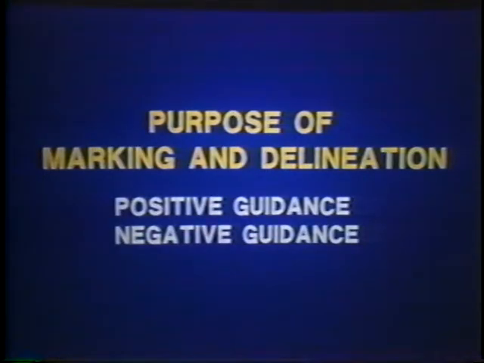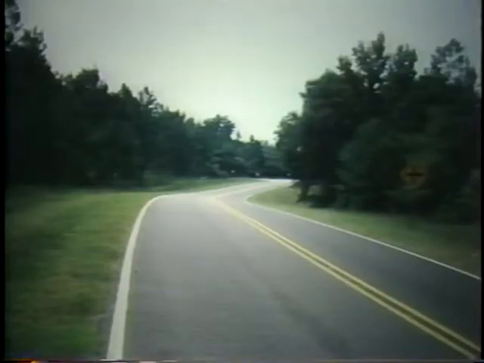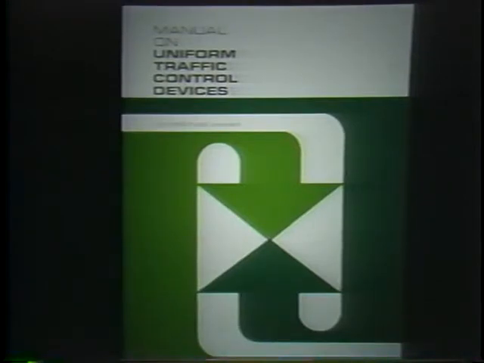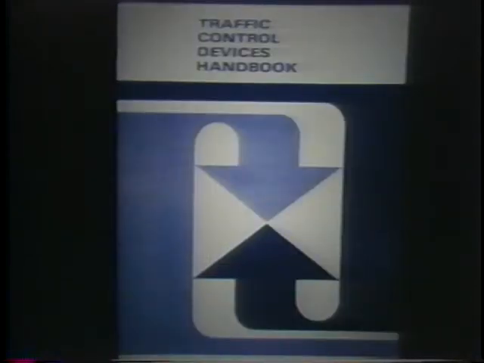Marking and delineation guide motorists either positively or negatively. Positive guidance shows where the driver should be on the roadway. An example of positive guidance are lane markings. Negative guidance, on the other hand, tells drivers where they shouldn't be. For example, hazard markers. The Manual on Uniform Traffic Control Devices contains detailed guidance on the use of pavement markings and other delineation. Of course, the Traffic Control Devices Handbook, the companion document to MUTCD, gives implementation guidelines for MUTCD.